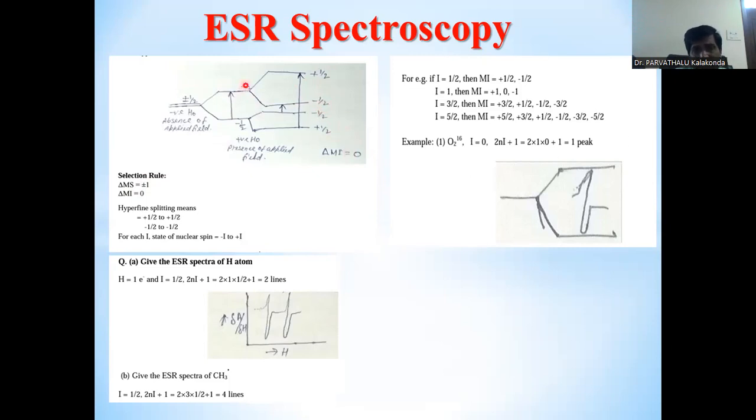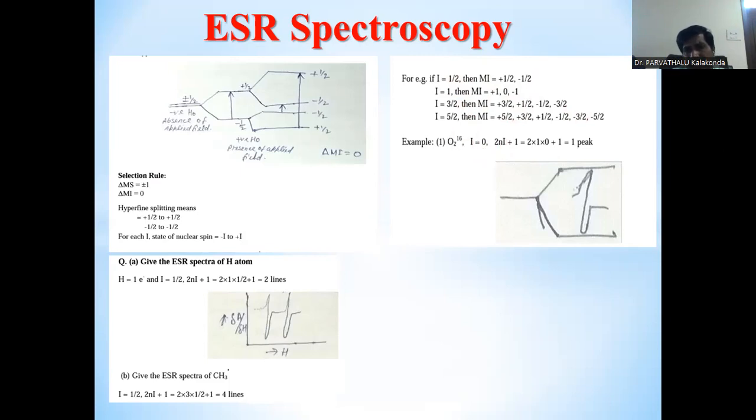If the change from plus to minus is equal to plus or minus 1, that is a normal transition. So there are some examples I took here, like oxygen. Let us say the possible states you can see here. I is equal to half. If you take I as 1, the possible MI values are plus 1, 0, minus 1. If I take I as 3 by 2, the possible MI values are like this. If I take 5 by 2, you all know this. So you can have all possible values.